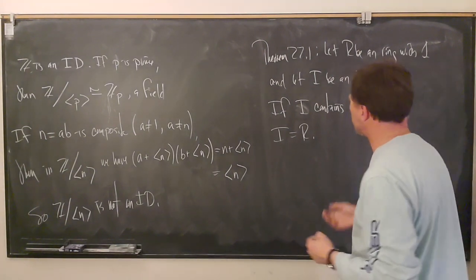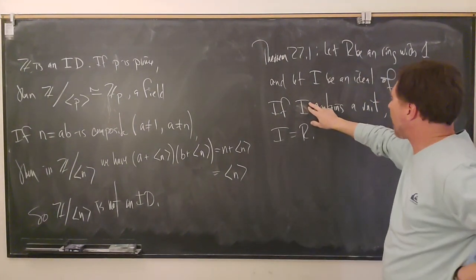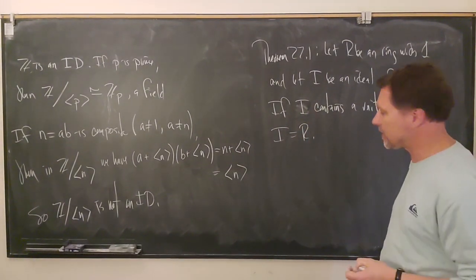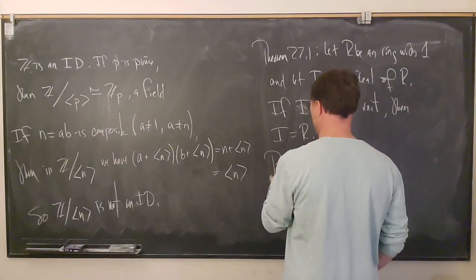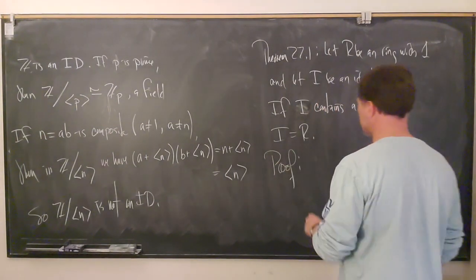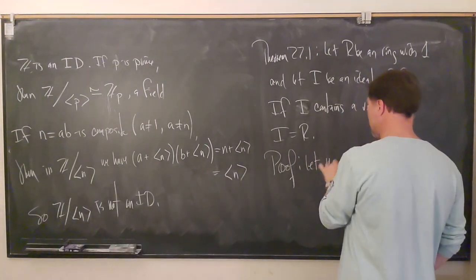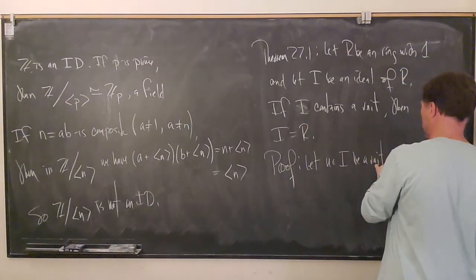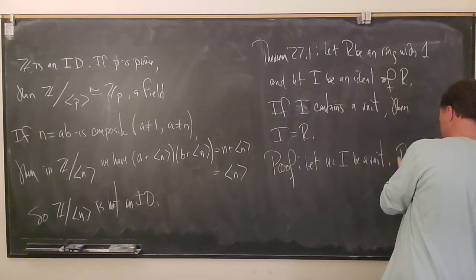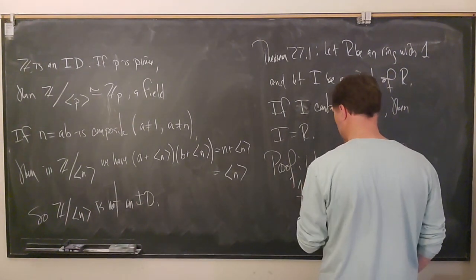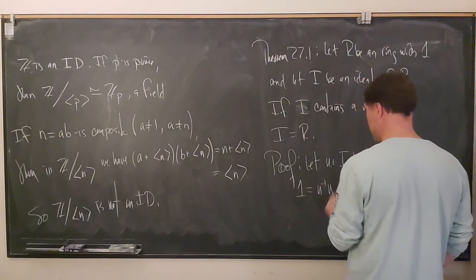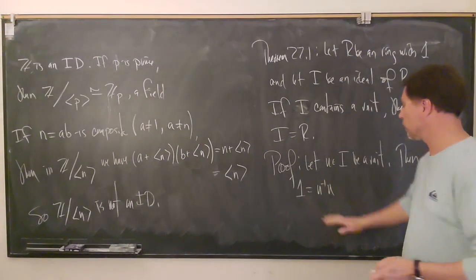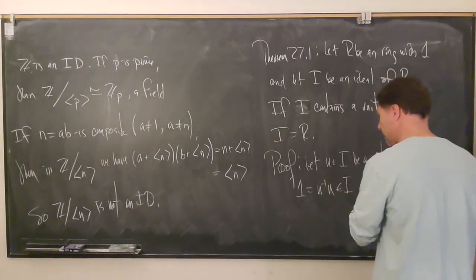So that's a curious result, right? As soon as your ideal contains a unit, that's all over. It has to be the entire ring, so it's not an interesting ideal anymore. For the proof, which is easy, let U be an element of I, so this is going to be our unit. Then 1 is equal to U inverse times U. Since U is in I, and I is an ideal, it's closed under external multiplication, which means that 1 has to be in I.